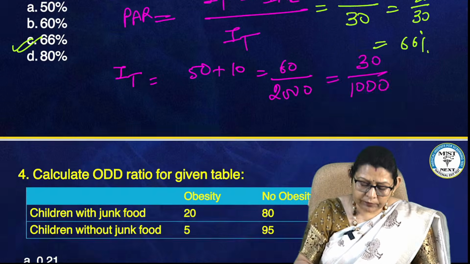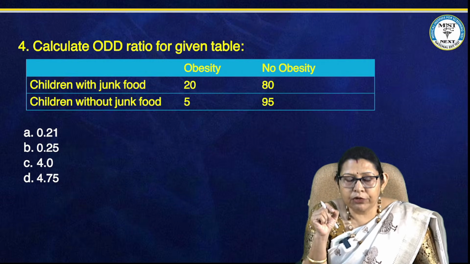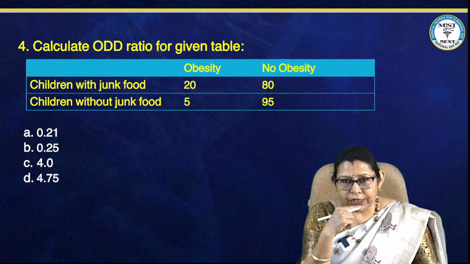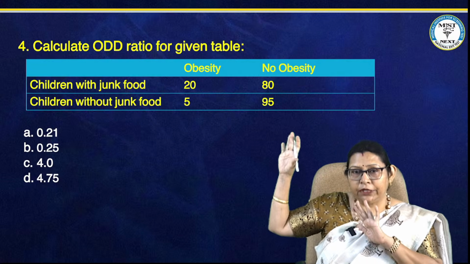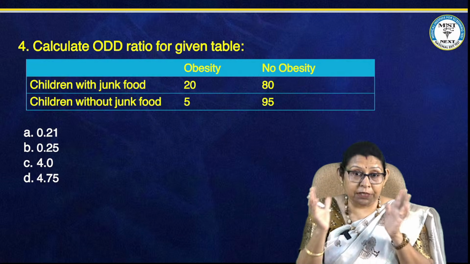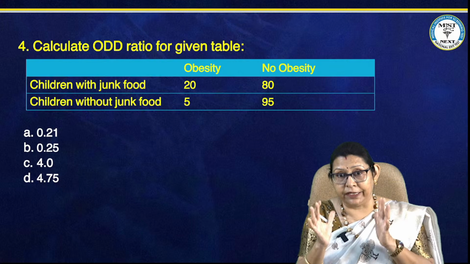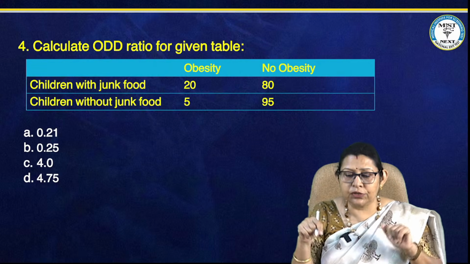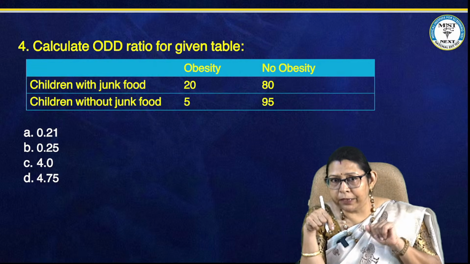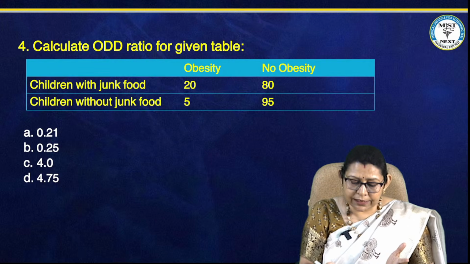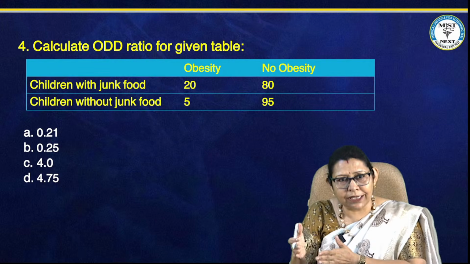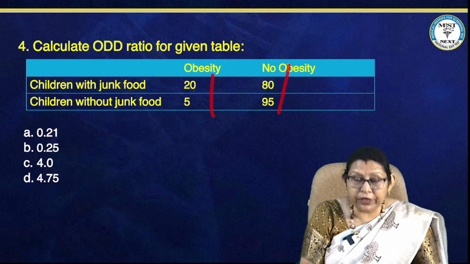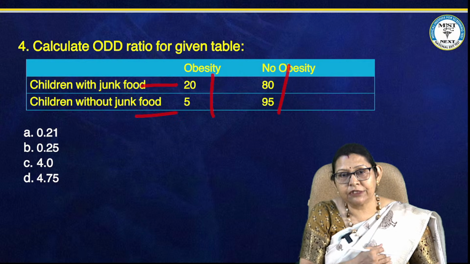Okay, now coming to the next question in epidemiology, what is asked is to calculate the odds ratio. Here the table is given, and sometimes the table is not given in the question, then it becomes a little bit difficult. If the table is given, quickly recall the 2 by 2 table in your brain: disease present and disease absent in the vertical column, and in the horizontal column, risk factor present or risk factor absent.